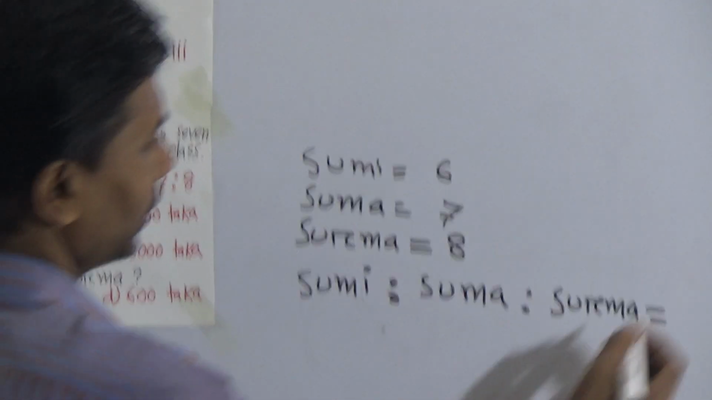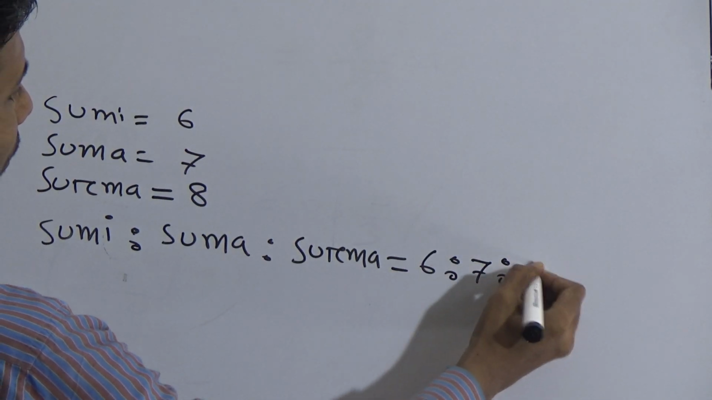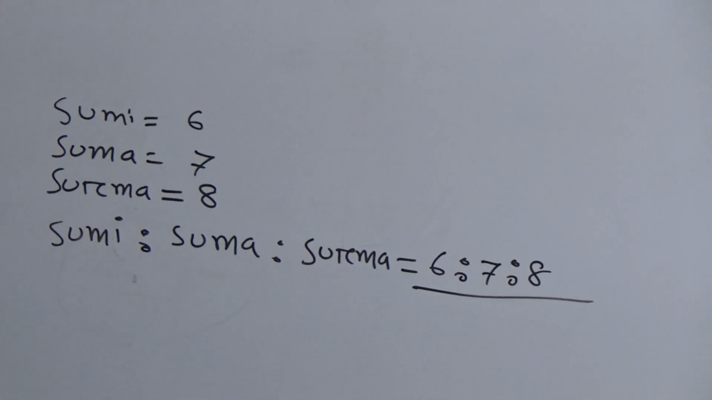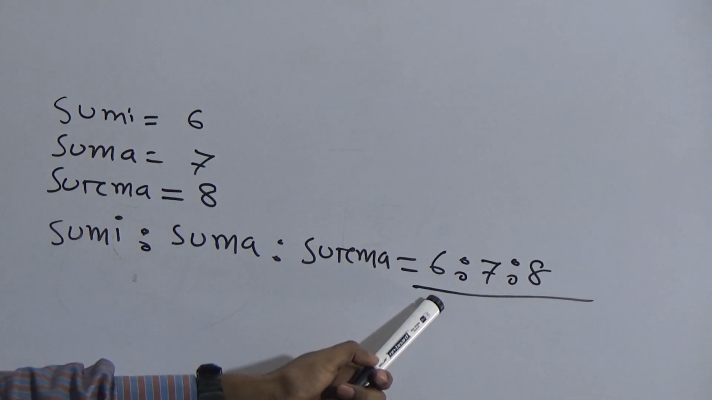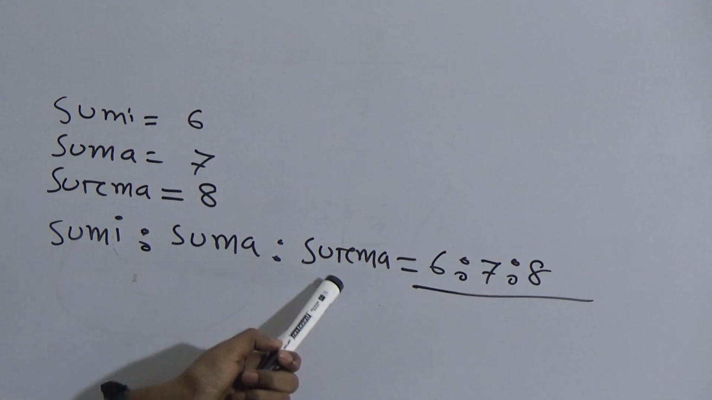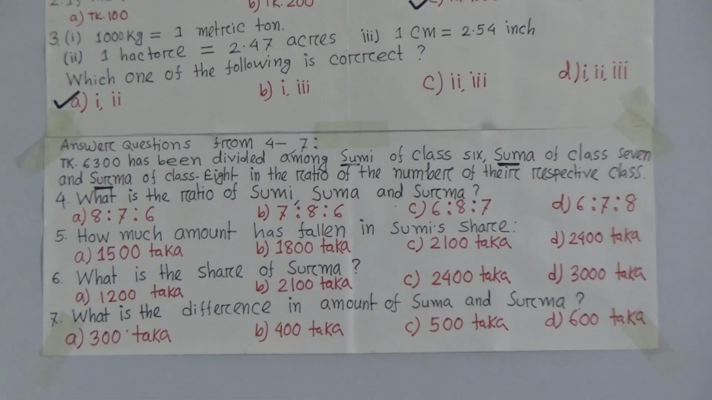Then we can write 6 is to 7 is to 8. Dear student, look, Shumi is 6, Shuma is 7 and Shurma is 8. So the ratio is 6 is to 7 is to 8.